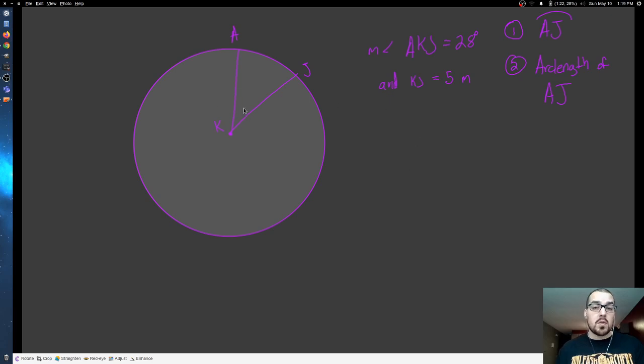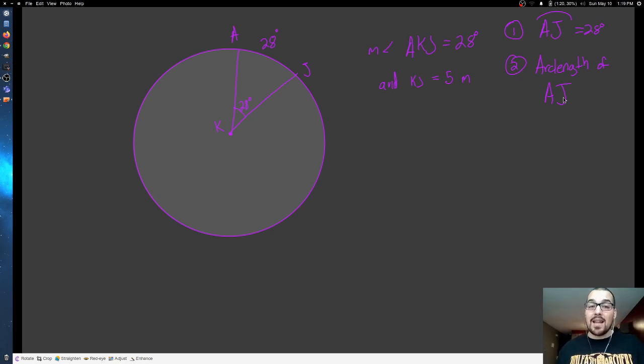So, first one should be easy. If this central angle is 28 degrees, arc AJ better be 28 degrees as well. So that's that portion done. Again, that just means how big of an arc in terms of the circle you have. 28 out of 360 degrees is not a lot.